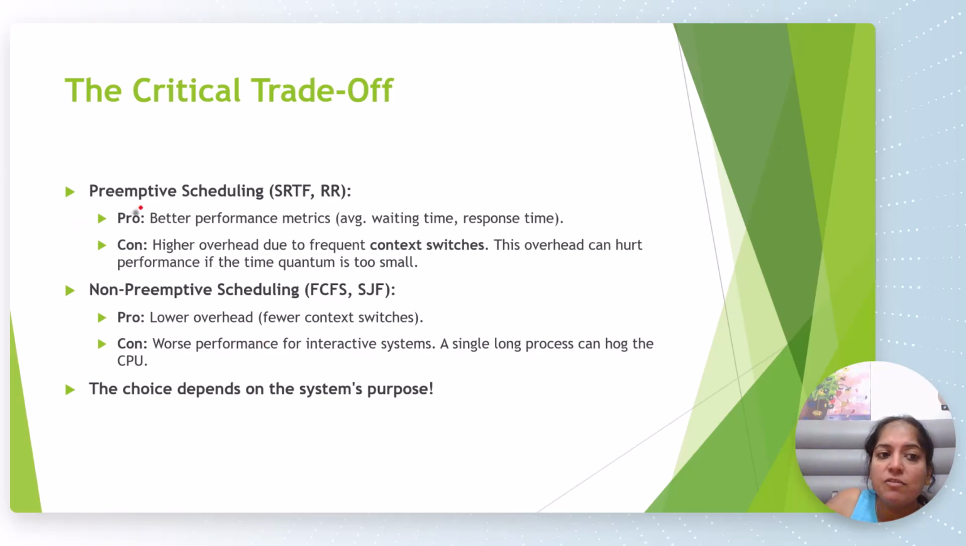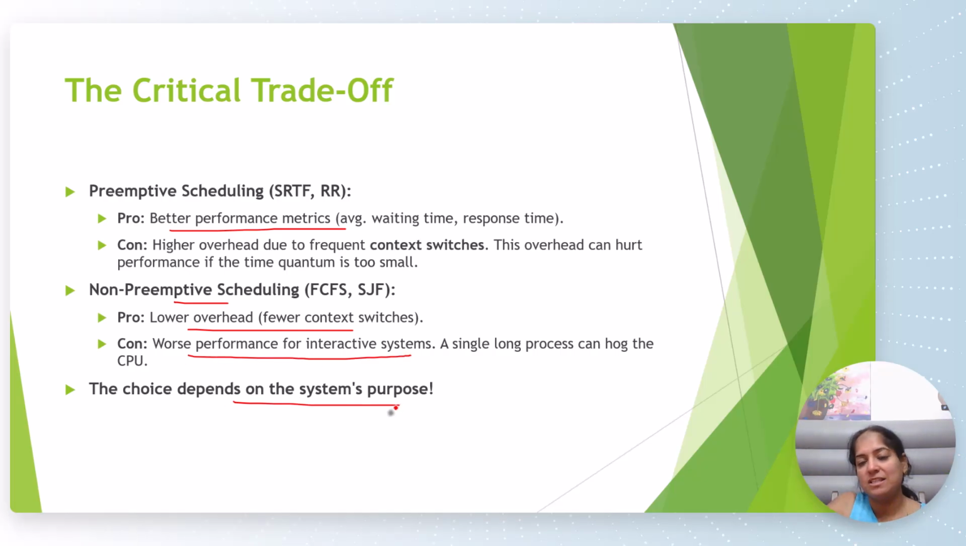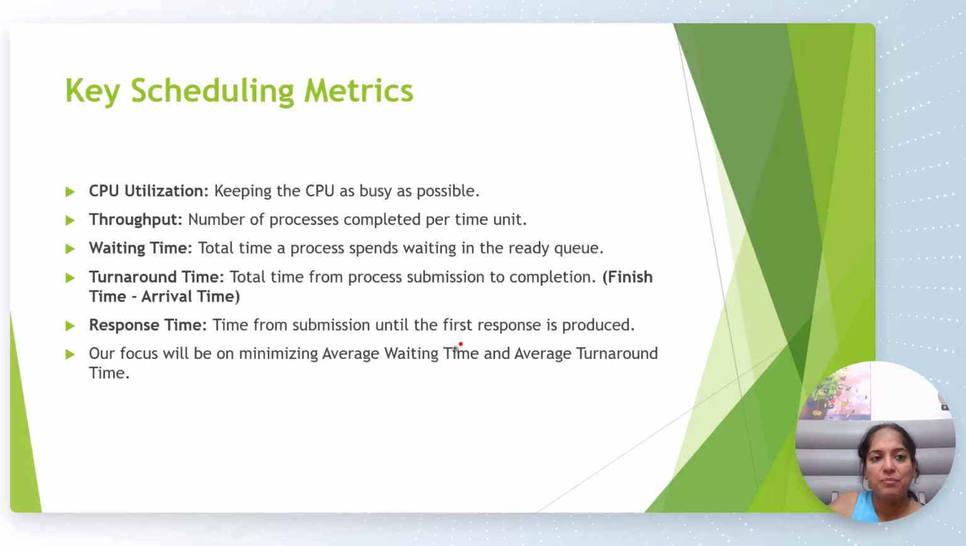So, in case of preemptive schedulings like SRTF or RR, shortest remaining time first and round robin, benefits are better performance metrics like average waiting time, response time, but drawbacks are higher overhead due to the frequent context switches. On the other hand, in case of non-preemptive schedulings, lower overhead, fewer context switches, but the problem is worse performance for interactive systems. The choice depends on the system's purpose, what you can negotiate with actually.